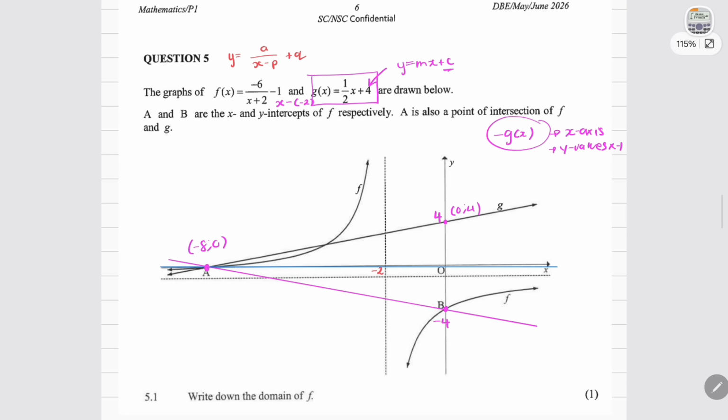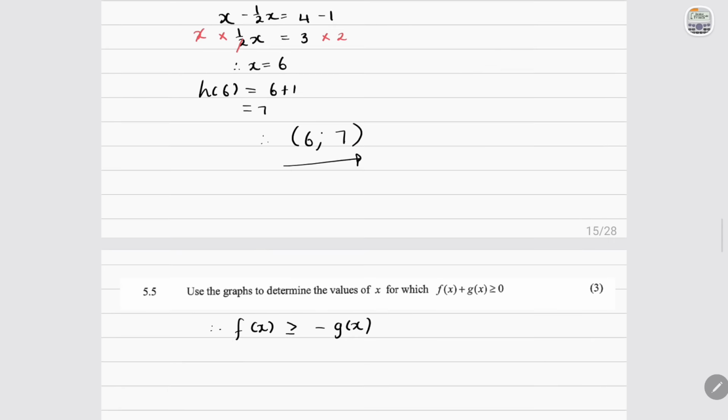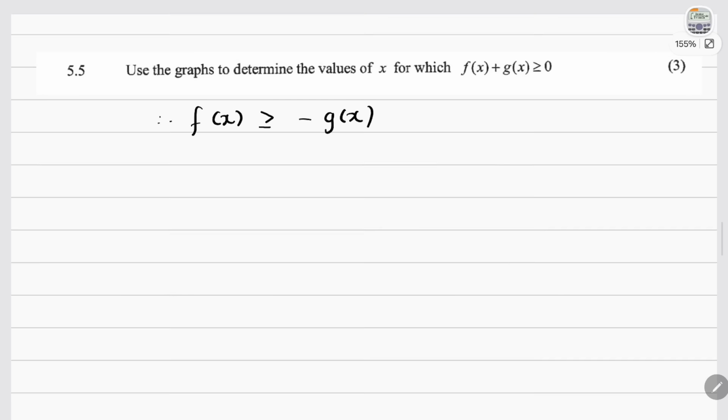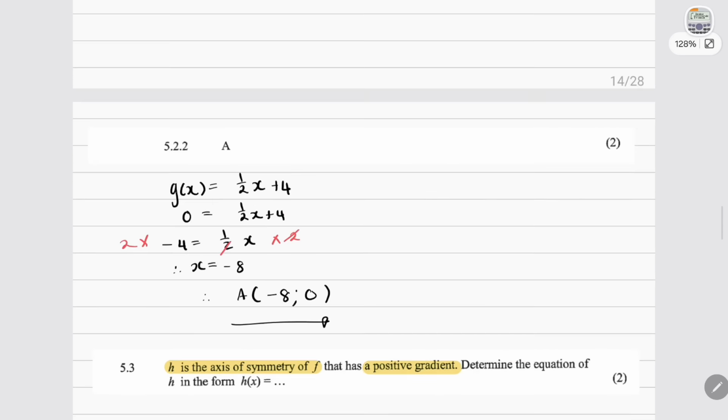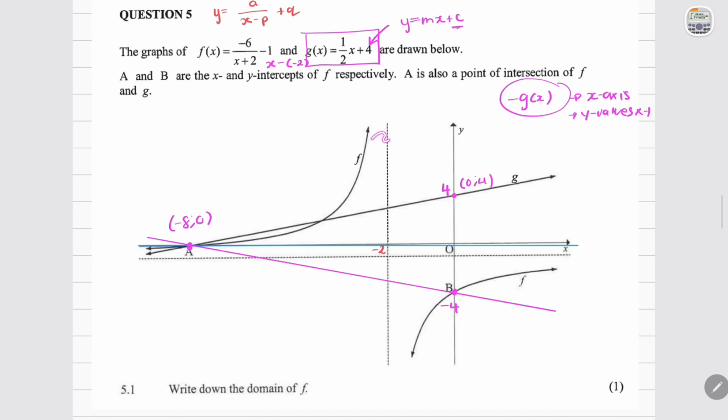Okay, so the question here is, if we take that graph and reflect it across the x-axis, we need to find the x values for which f of x is now greater than or equal to negative g of x. So you're looking for all the places where your graph of f has greater y values than this pink graph, this new graph that has been reflected. Simply put, that would just be all the places where that graph lies above the pink graph. The graph of f must be above the graph of this reflected g.